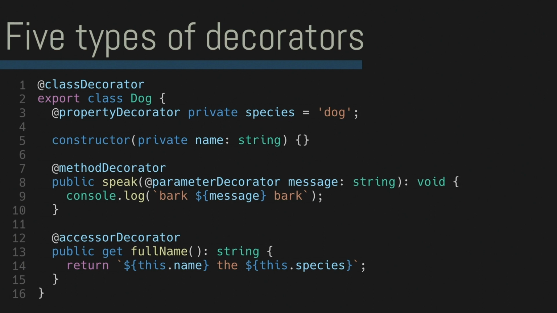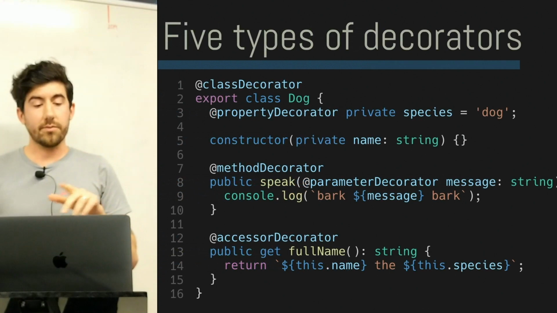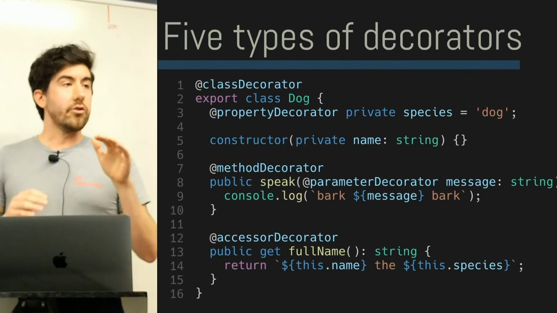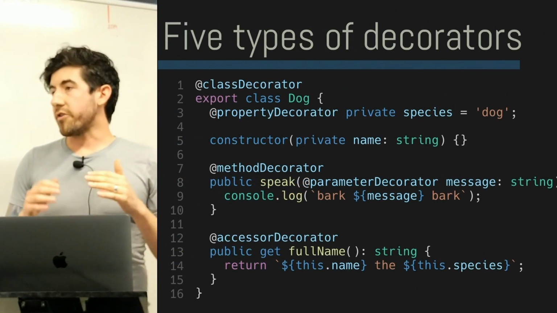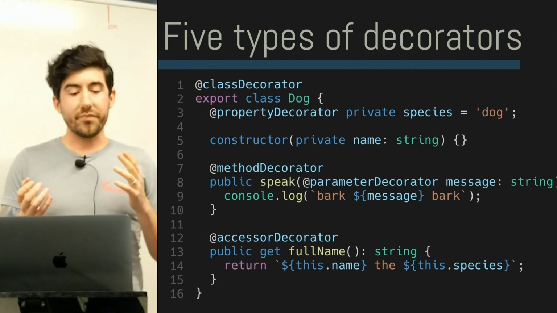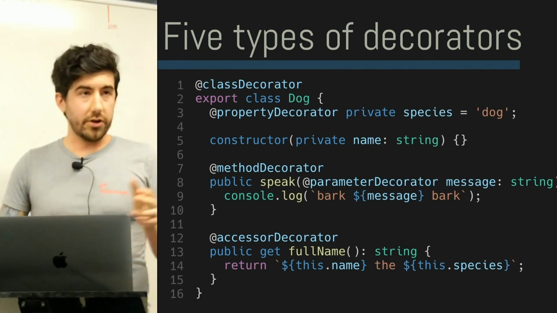One thing that I want to note is that the placement of these does not matter. The class decorator is above the class, but the property decorator is right before the property. You can put any of them above or before, it doesn't matter, it's just a style thing. There is some convention that people use, but you can do it however you'd like.